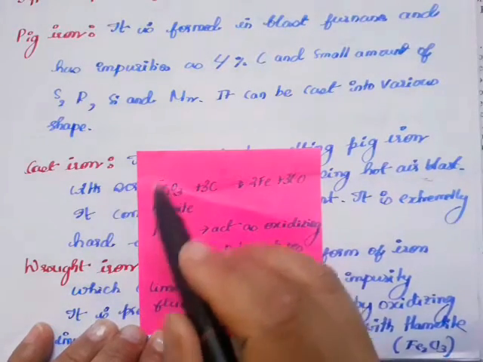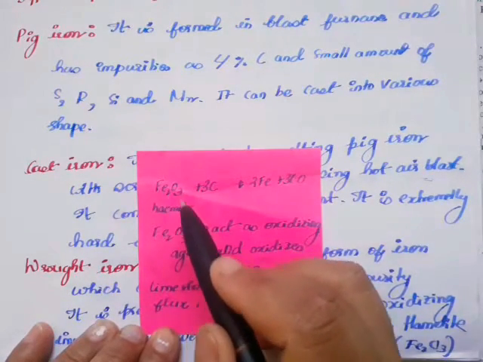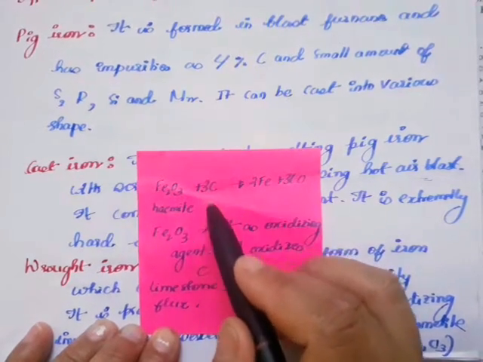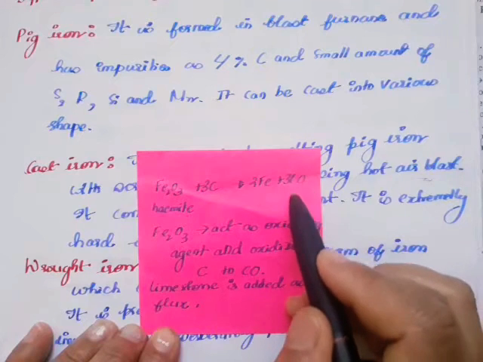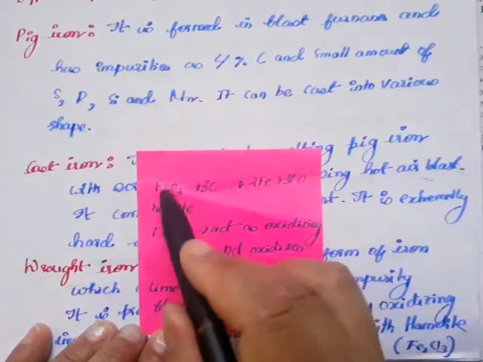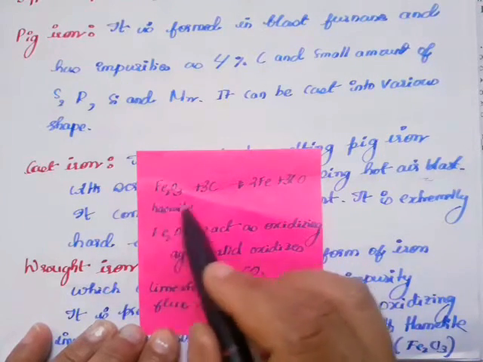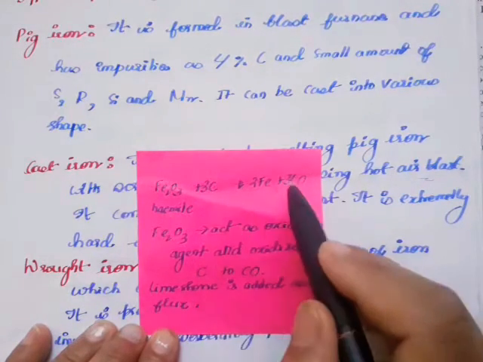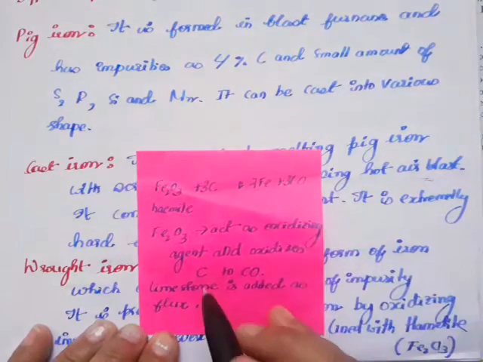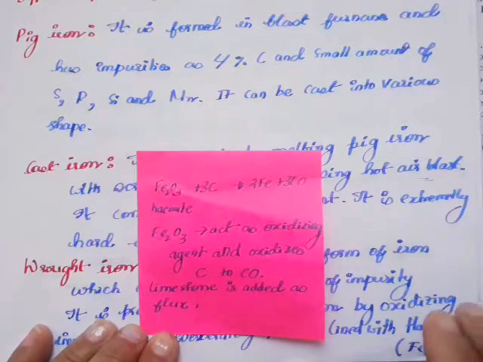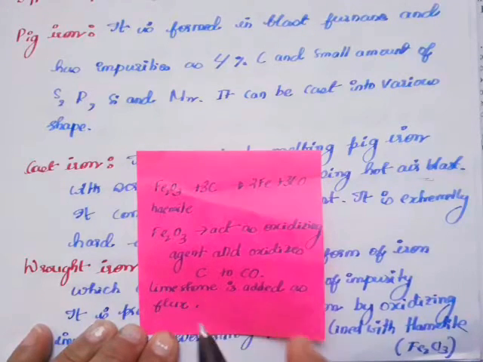So now why hematite? We are using hematite here, right? Why? So that it will remove carbon. Hematite will oxidize carbon to carbon monoxide, and this is a gas which can easily escape, right? So that means here your hematite or ferric oxide will act as an oxidizing agent and remove carbon as carbon monoxide. So this is how the percentage of carbon will lower down to 0.5%. Now here limestone is also added, which acts as a flux.